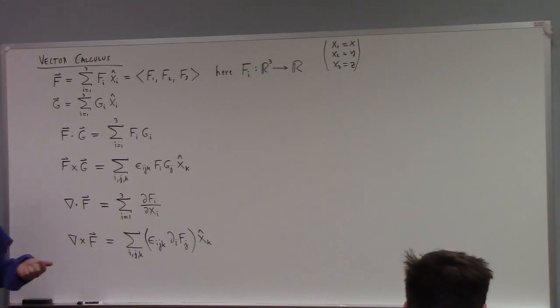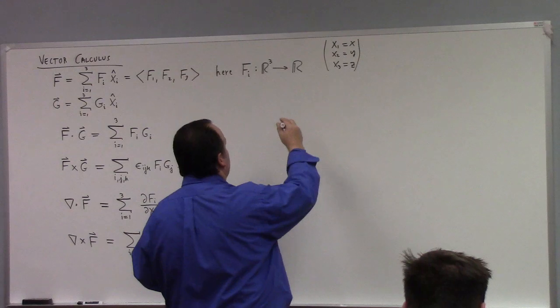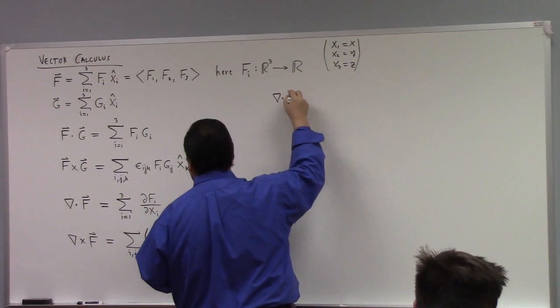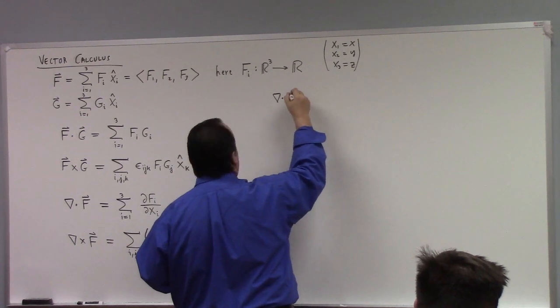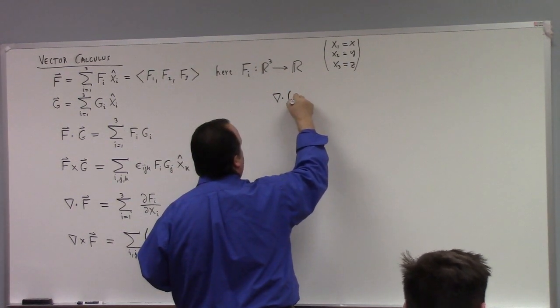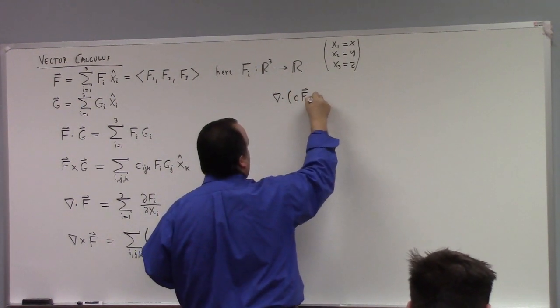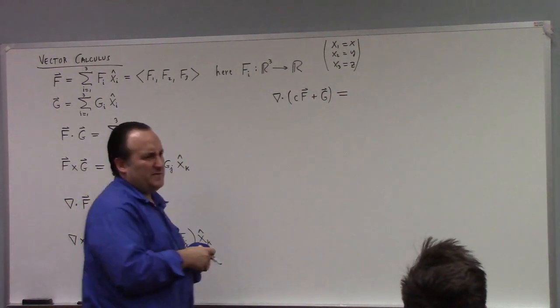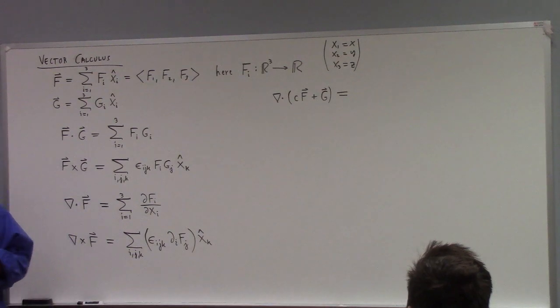Okay, so let me start out with something easy. Can we prove the divergence of a constant times a vector field plus another vector field? How does that work? I don't think I did this last time, but it's been a while. Did I do this last time? No, okay.